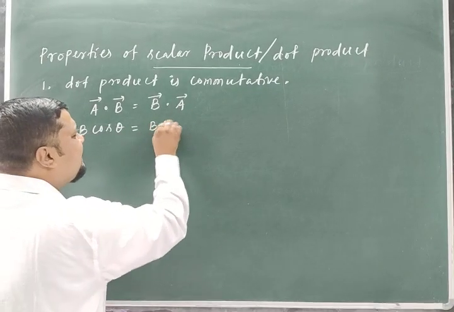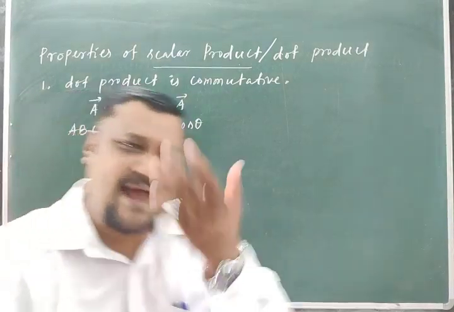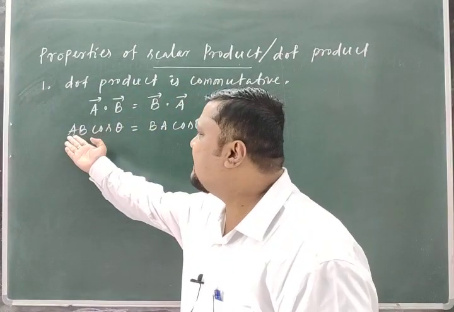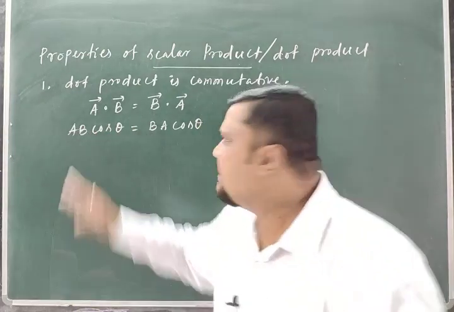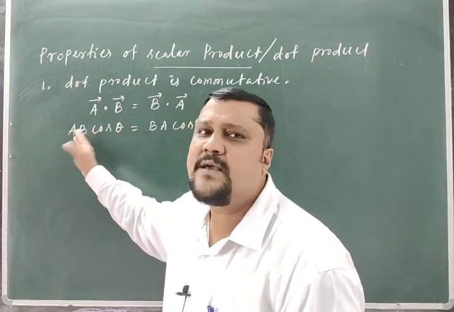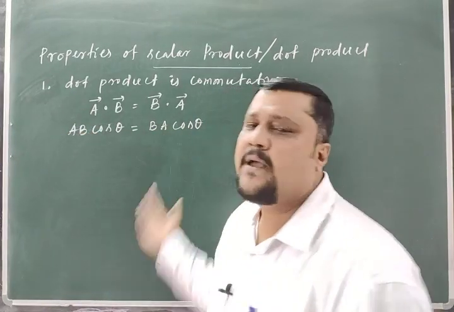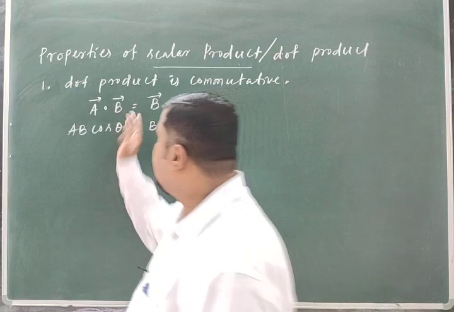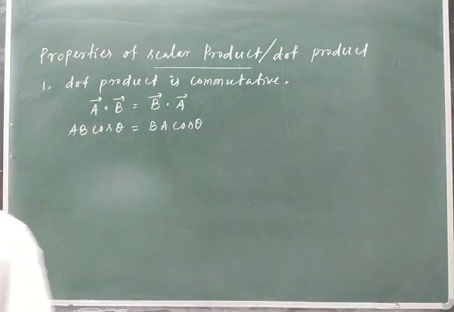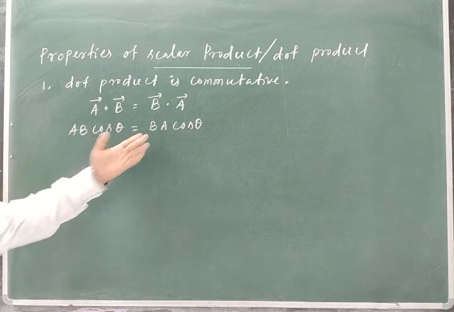So suppose you write B, A and cos theta. But these are scalars, the magnitude of A and the magnitude of B. You can multiply them. Suppose the magnitude of A is 2 and the magnitude of B is 3. So 2 into 3 or 3 into 2, both are the same thing. So AB or BA, both are the same. So the dot product is commutative. Is that clear?